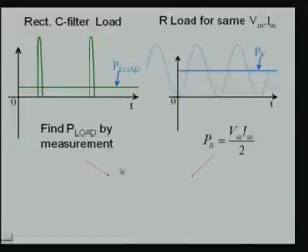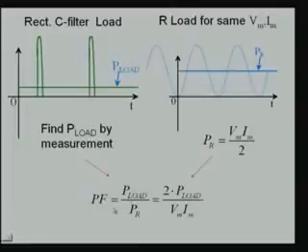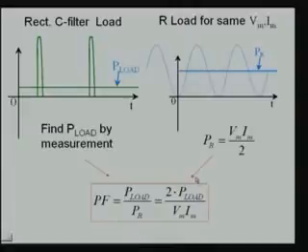So finding the power factor is nothing but P load, this average value, divided by this average value, which is PR. That is 2 P load by Vm Im. Therefore, for the case of a C filter load, this is the power factor equation, where Vm and Im are the maximum values of the voltage and the current respectively. P load is the average load power that you are applying.